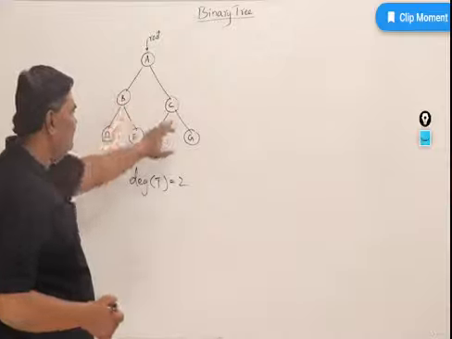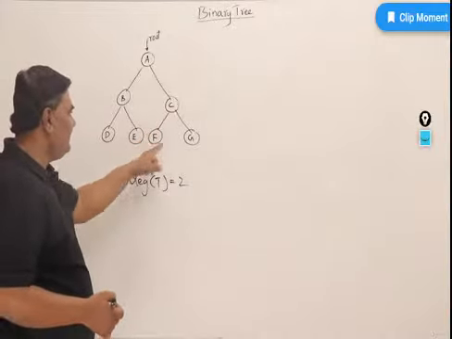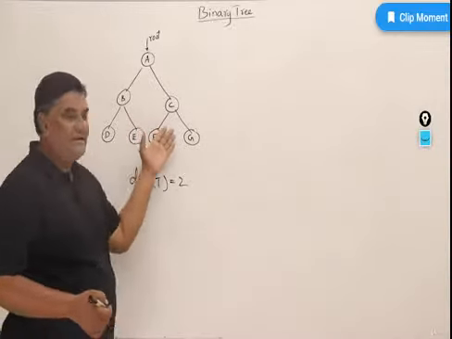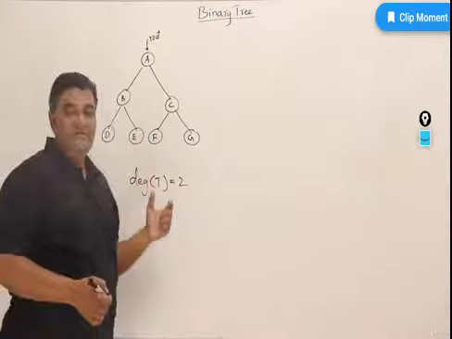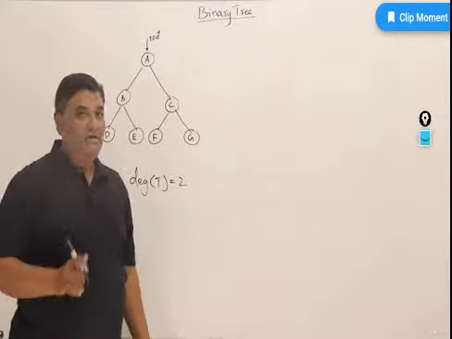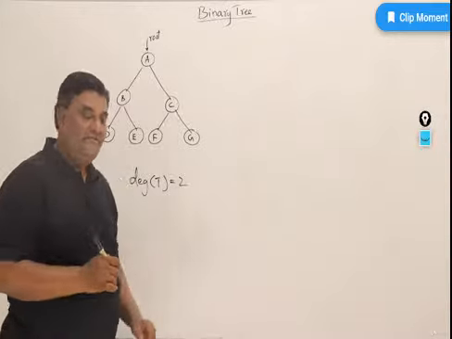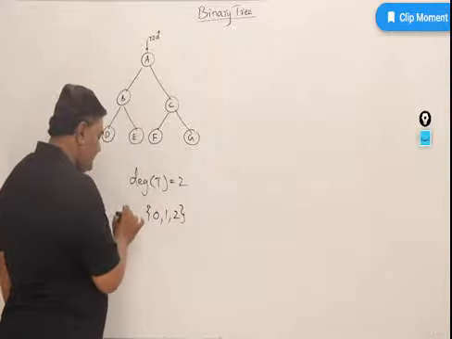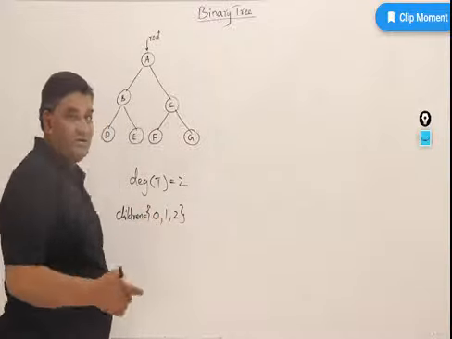A is having B and C. B is having D and E. Likewise, C is having F and G. As there are only 2 children, we will give names to the children. This is the left child and this is the right child. So for B, this is the left child and this is the right child. One more definition of a binary tree: every node can have either 0 children or 1 child or at most 2 children. So children can be either 0, 1 or 2, not more than 2.